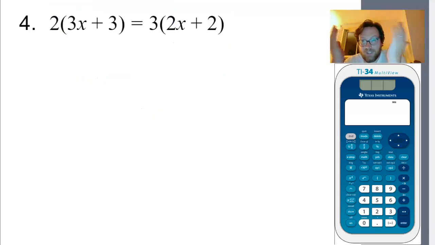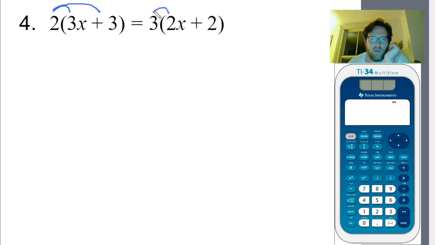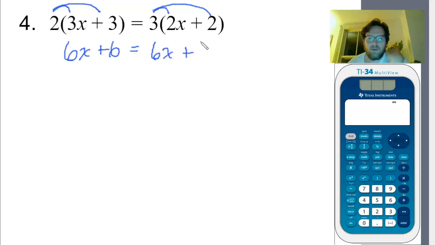Number 4, and it feels like we just got started. Let's see here. Number 4. We have parentheses on both sides. So what does that mean? I think that means that we should get rid of that little stray red mark that I drew. And then I think we should distribute. Parentheses means multiply. We're multiplying 2 times 3x, and then 2 times 3, 3 times 2x, and then 3 times 2. So on this side, we have 2 times 3x is 6x, and 2 times 3 is 6. And then on the right side, we have 3 times 2x, which is 6x, and 3 times 2, which is 6.